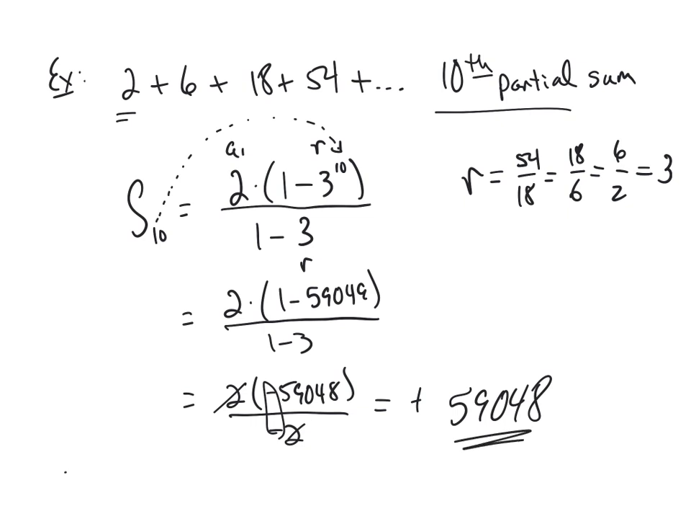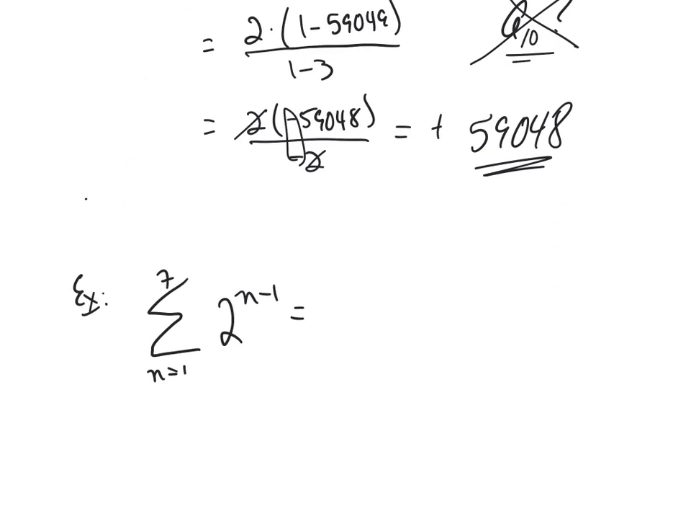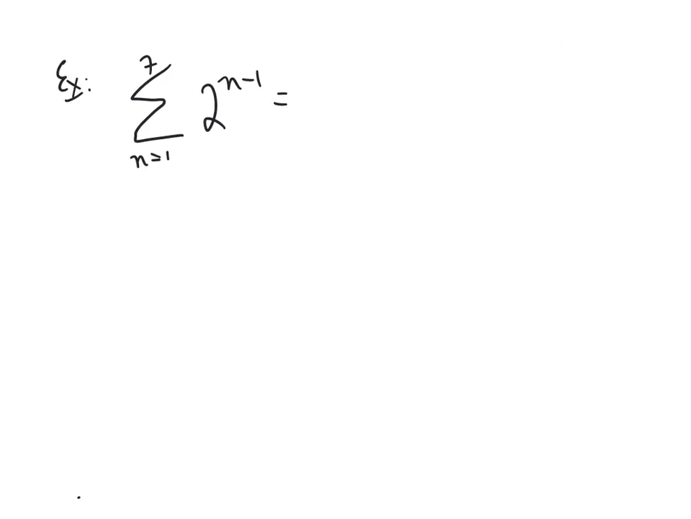Okay, what's interesting about this formula, by the way, is that we're able to find the sum of the first 10 terms without having to know what the 10th term actually is. We don't need to know that. With arithmetic series, we needed to know what the last term was, but not with geometric. Okay? A couple more examples then.